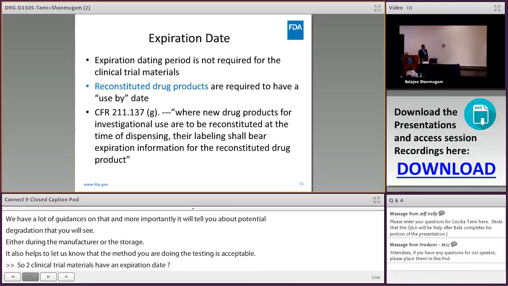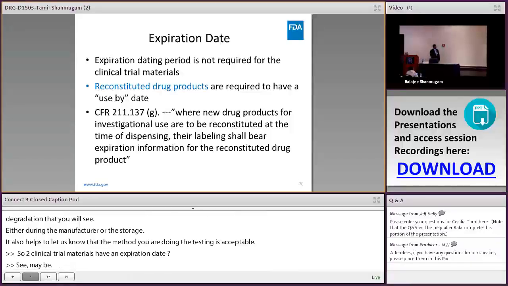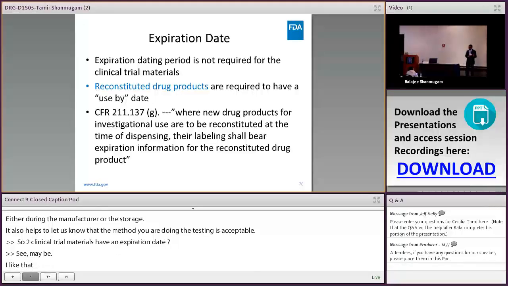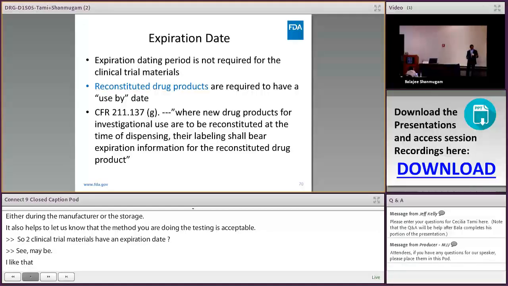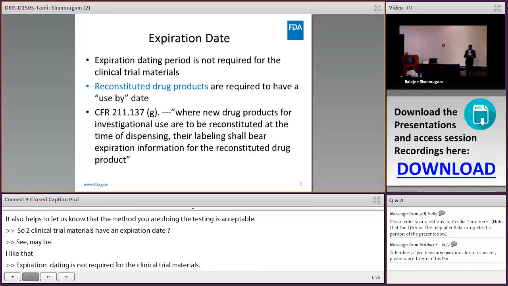Okay, so an expiration dating period is not required for the clinical trial material. As long as it meets the standards of your specification that you have tested and it's shown to not have any changes in the quality attributes over the clinical study duration, there's no requirement.